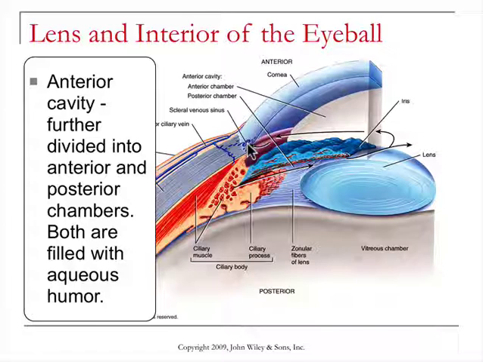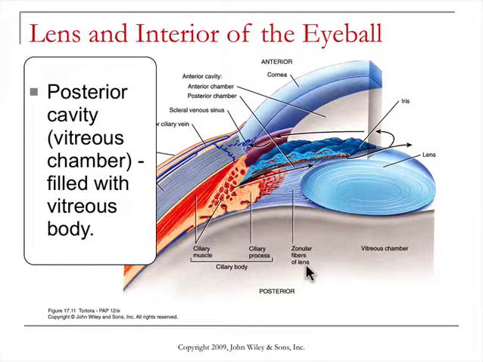If you're not draining the aqueous humor fast enough, then you will develop what is called glaucoma. Glaucoma is a buildup of the fluid in this anterior cavity, and it can cause blindness because the pressure is exerted all the way back from the anterior cavity back to the retina.